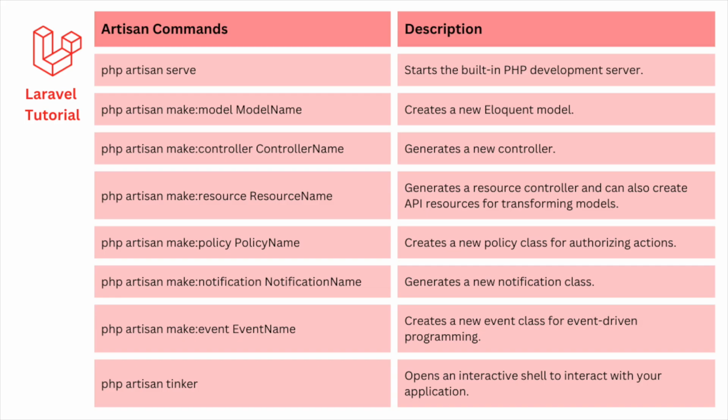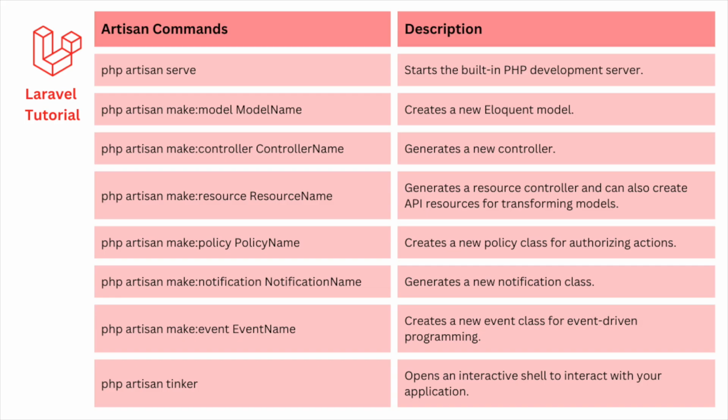Next is php artisan make:event name. It creates an event class for event programming. Events are basically a simple observer in Laravel. So let's say you want to send a notification to a user each time an order has been shipped, then you can use events.